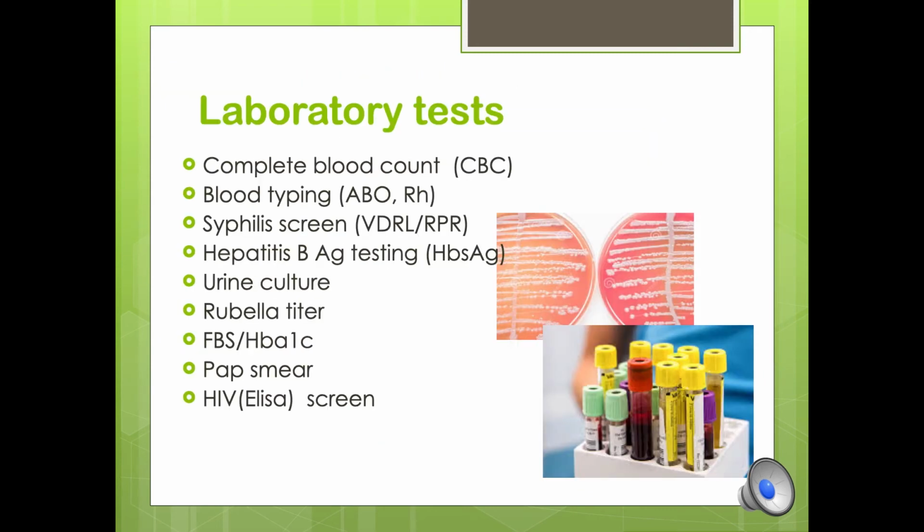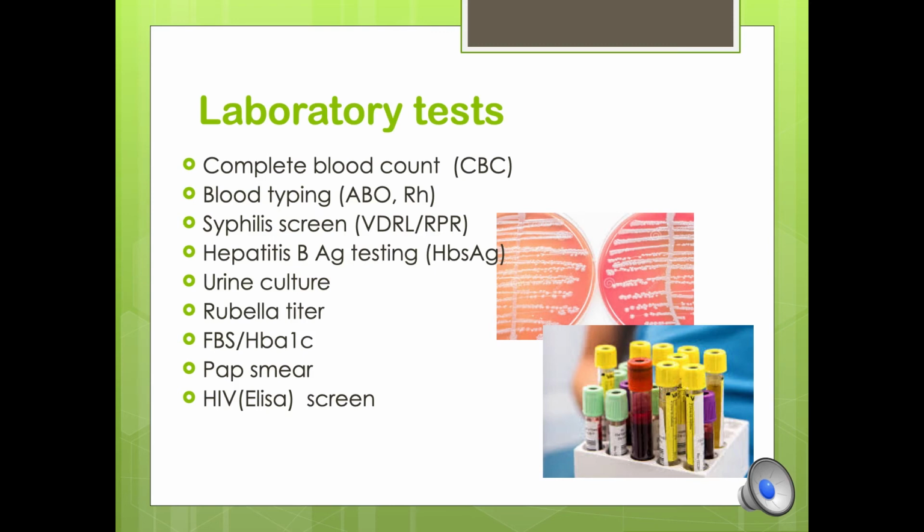Certain laboratory tests may help assess the risk for and prevent some pregnancy complications. These include basic tests that are usually performed during prenatal care. We have the complete blood count. It's important to look at the components of the CBC, especially the hemoglobin, the platelet count, and the WBC. The request for the blood typing and the Rh status is very important because in Rh negative mothers, we give immune globulin to prevent Rh immunization.